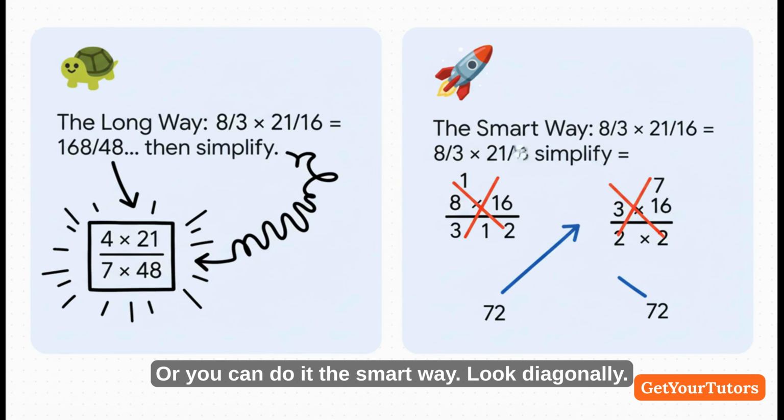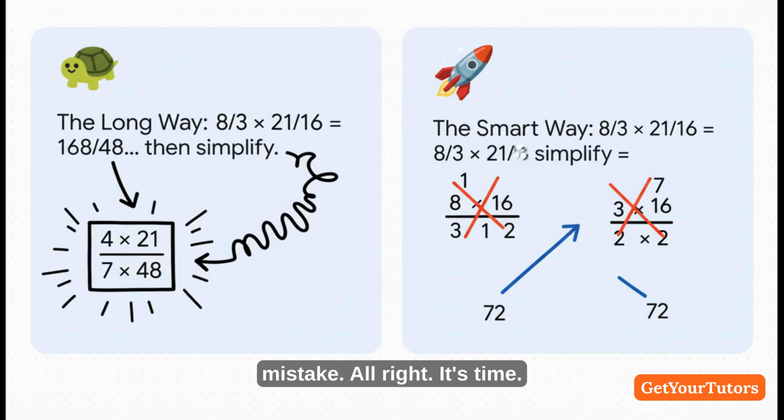Or you can do it the smart way. Look diagonally. You can see that 8 goes into 16 twice and 3 goes into 21 7 times. By canceling those out before you multiply, the whole problem just becomes 1 times 7 over 1 times 2. You get the answer, 7/2, way faster and with much less chance of making a silly mistake.